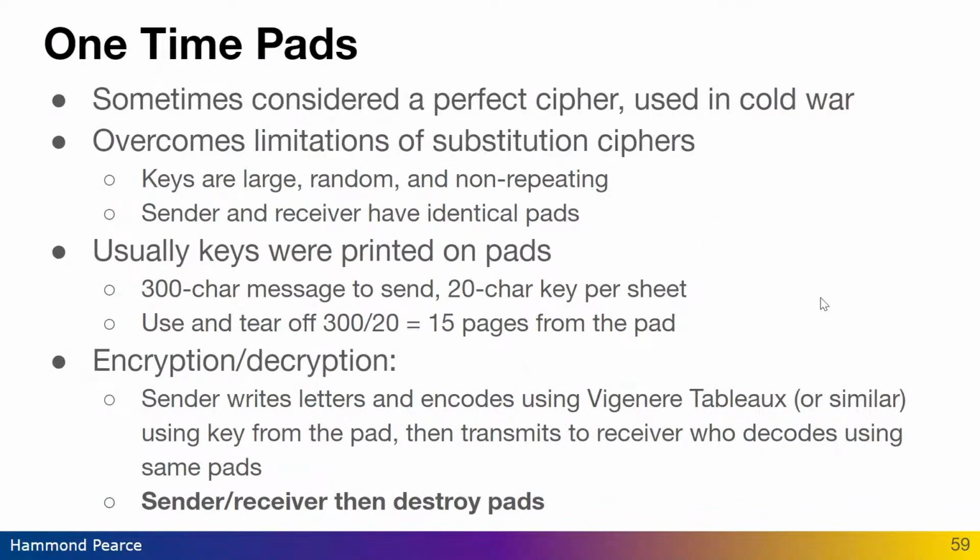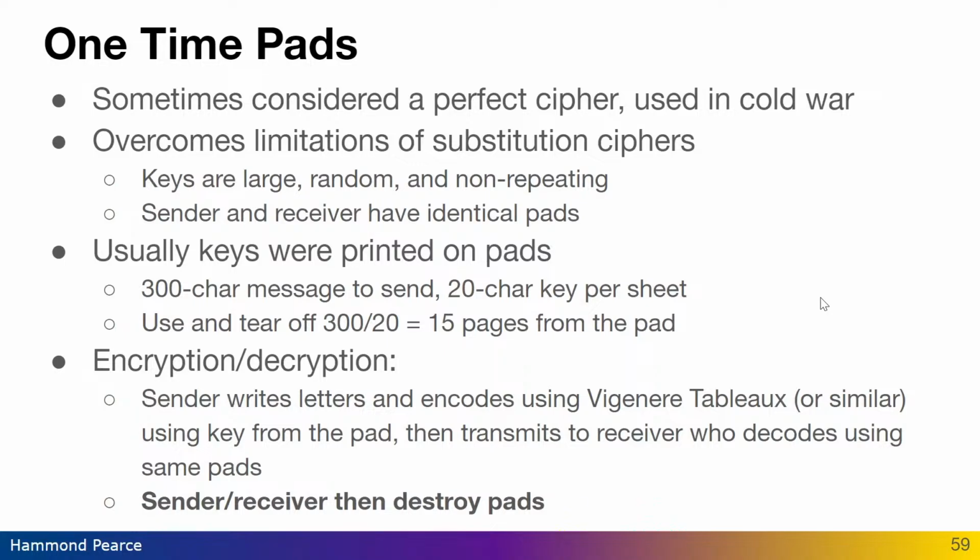You've probably heard of one-time pads if you know anything about cryptography. They are still considered a so-called perfect cipher because they're theoretically impossible to break if you do them right. They were used a lot in the Cold War, and they overcame the limitations of basic substitution ciphers. And we still liked substitution ciphers in the Cold War because we could do them in our head.